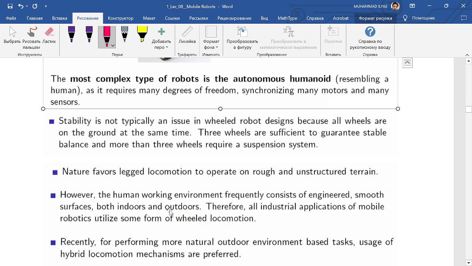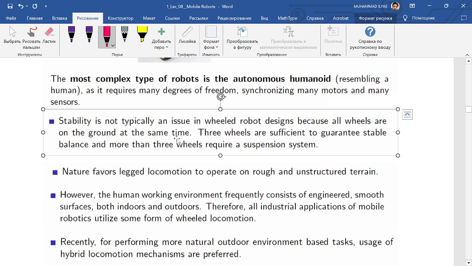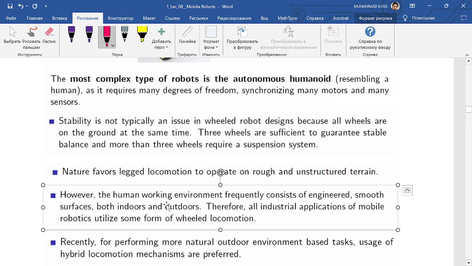Okay, this is the same that we have talked about already: what are the benefits of wheeled robots, what are the limitations, and what are the disadvantages as compared to legged locomotion. So you can read it later.